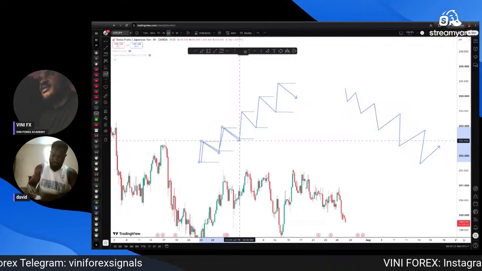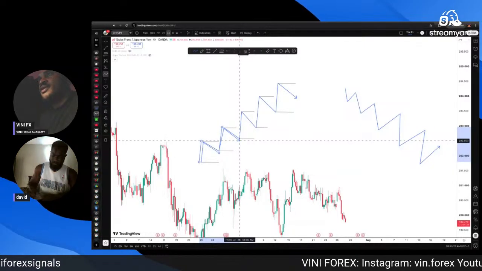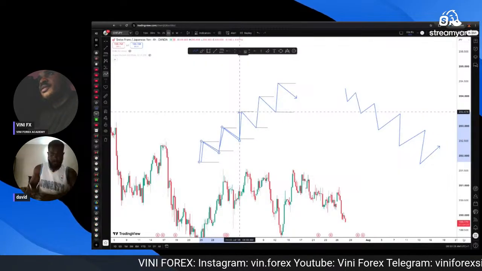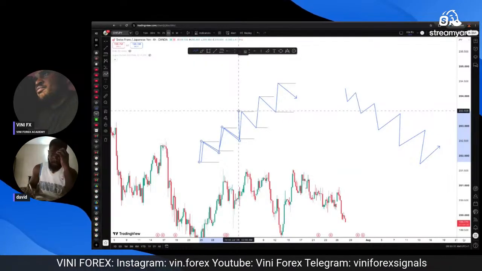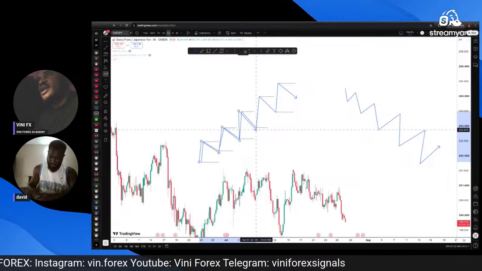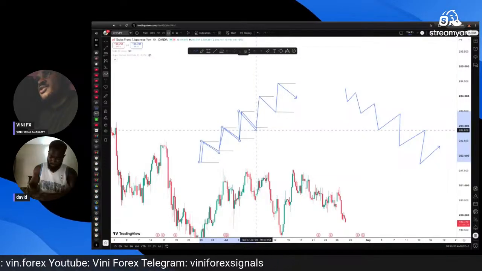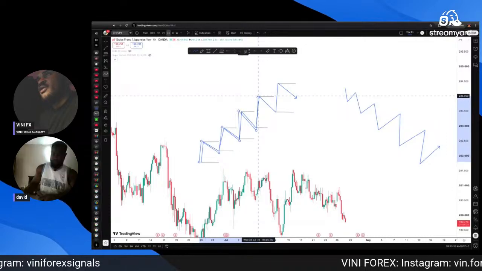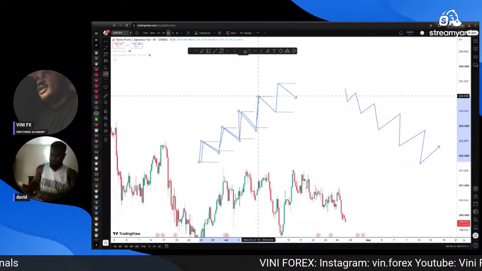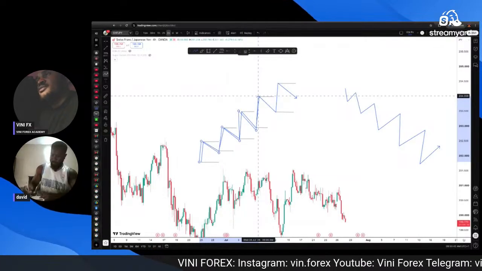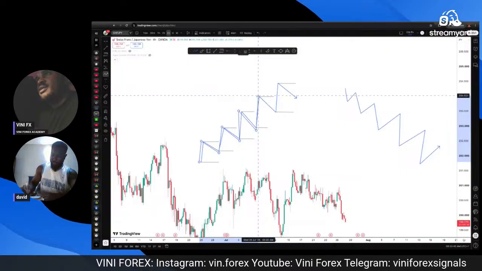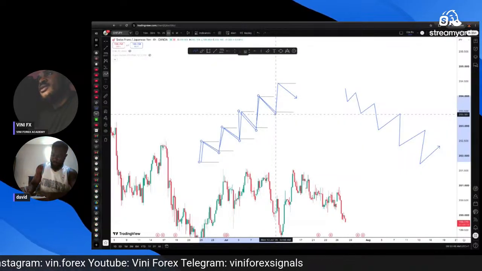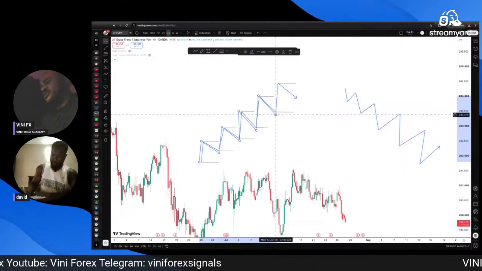Coming down again to give you a low, it's called a retracement. Going up again to give you a new high, it's called an impulse. Coming down again to give you a higher low, or a swing low, it's called a retracement. Going up again to give you a swing high or a higher high, it's called an impulse. Coming down again to give you a swing low or a higher low, it's called what? Retracement, and so on. Do you understand that?